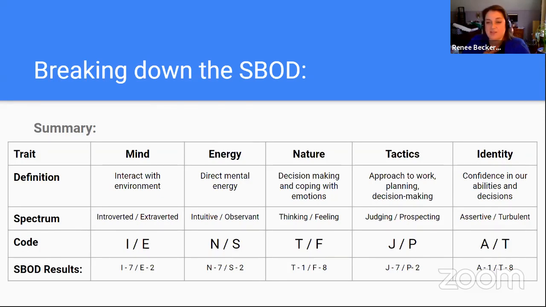And so that's a concept that we can make sure to apply, but also remember that our cohort who has that thinking aspect, they have feelings too, and we need to be compassionate. And so when you look at the tactics piece, judging versus prospecting, they really focus on this approach to planning.